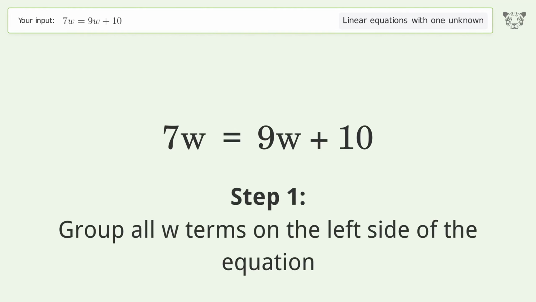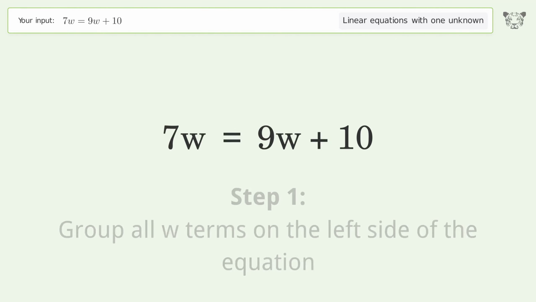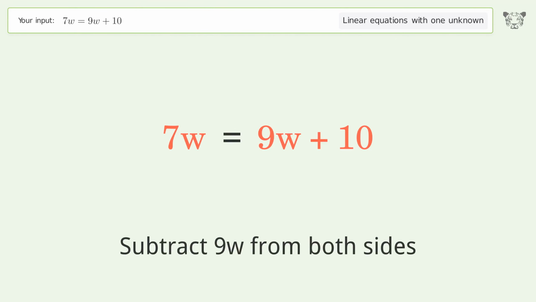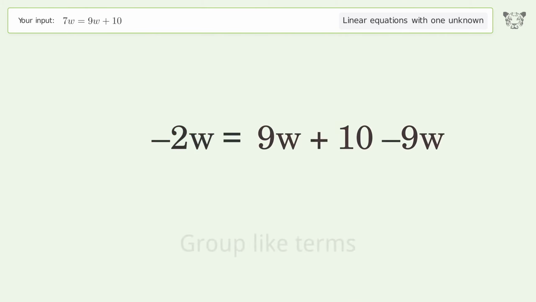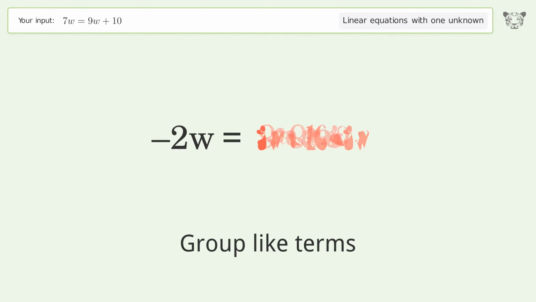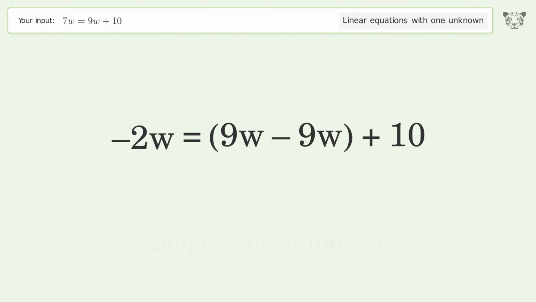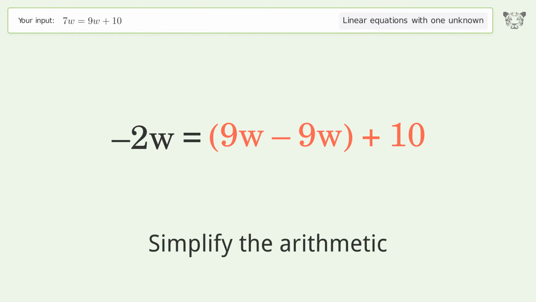Group all w terms on the left side of the equation. Subtract 9w from both sides. Simplify the arithmetic. Group like terms. Simplify the arithmetic.